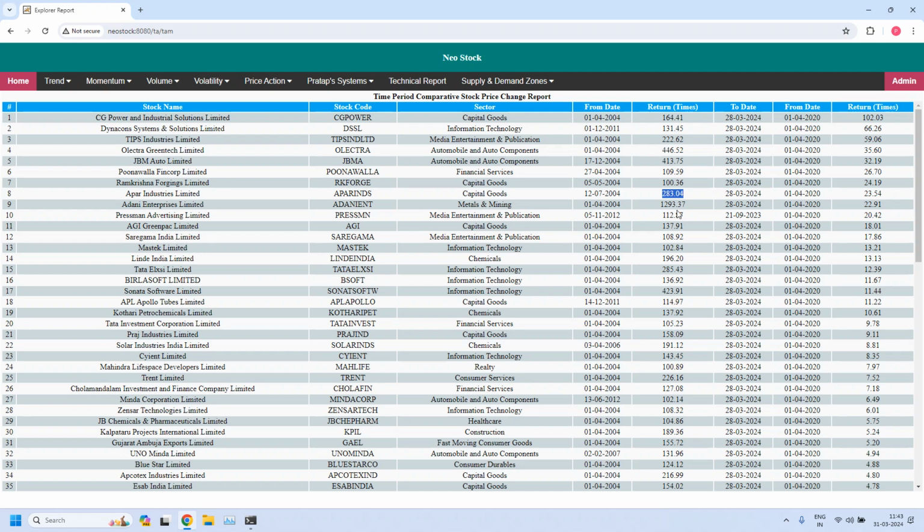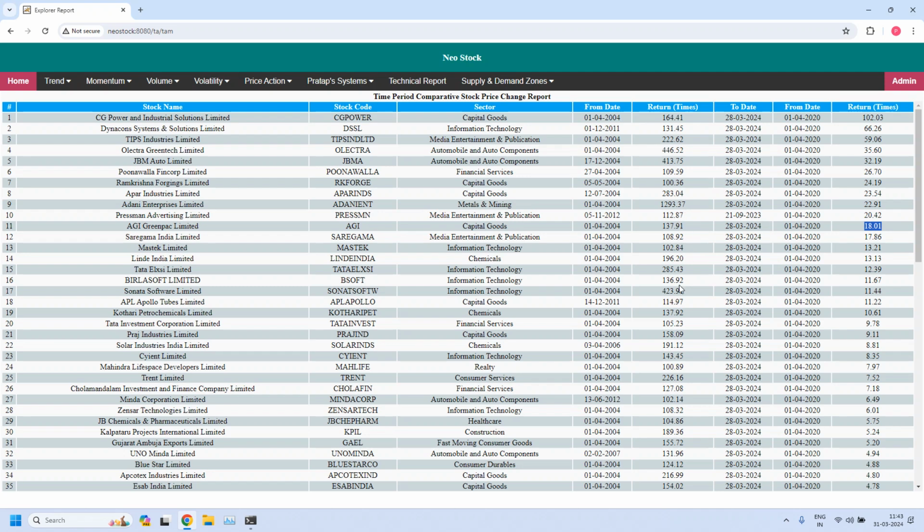And next one is Adani. 293 times earlier, and now 22.91, close to 23 times. So it is a good statistic. And next one is AGI Graphic. AGI has given 112 times earlier, now 20 times. Good. This is Saregama. 137 times earlier, now 18 times.